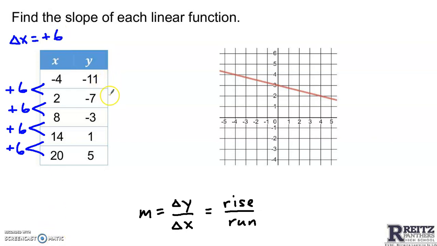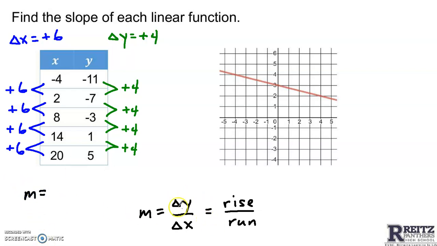How much does y change by? Well, it looks like to get from -11 to -7, I need to add 4. And maybe again. -7 plus 4 is -3. -3 plus 4 is 1. 1 plus 4 is 5. My change in y is 4. So the slope is change in y, +4, over change in x, +6.